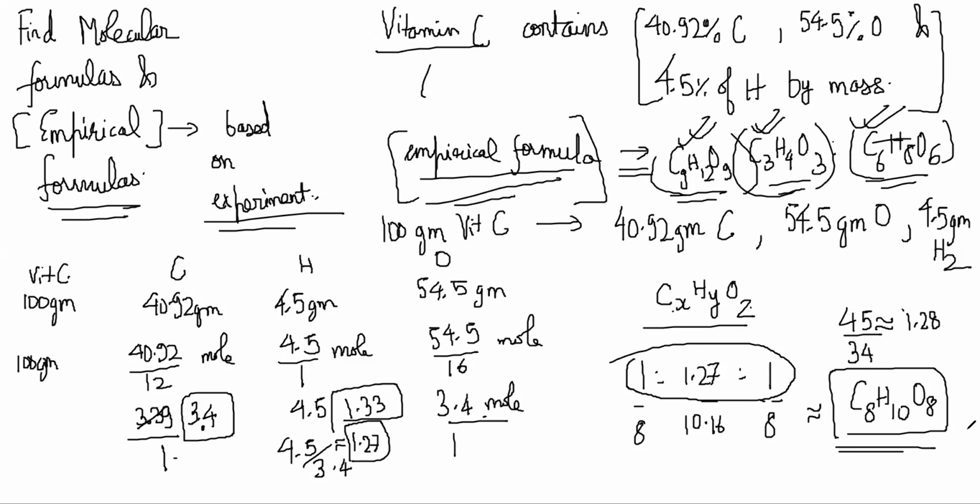So that is the method to find out the empirical formula. You can also do the opposite process. You can find the percentage composition from a formula. So for example, let's say we have some sugar, some compound like C6H12O6. So that is glucose.